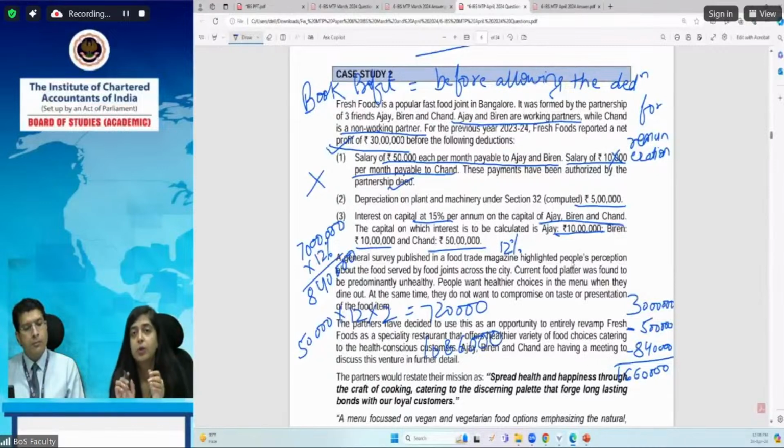So how much salary would be allowed? 7,20,000. However, the provision provides for a higher remuneration of 10,86,000, but in this case, since the firm is paying only 7,20,000 to both the working partners, the salary which would be allowed as per income tax is what the firm is paying, that is 7,20,000.